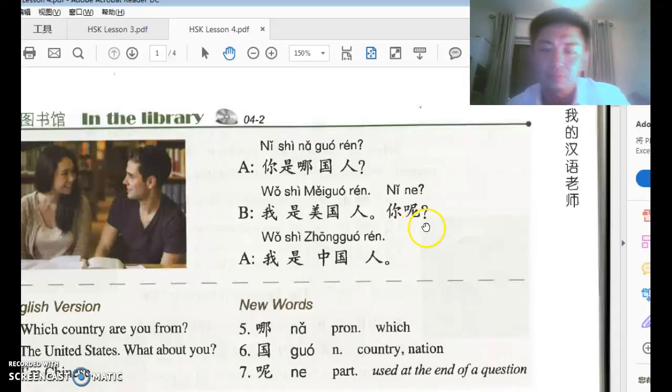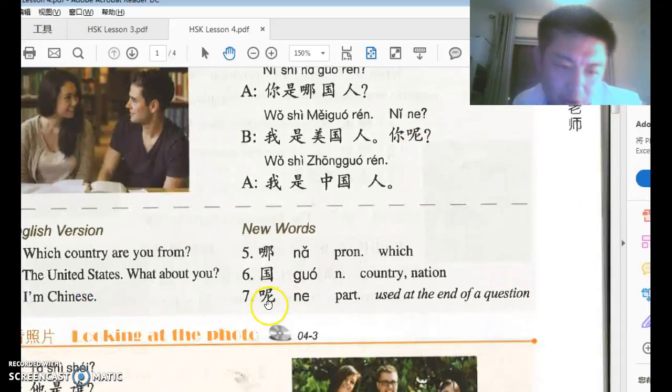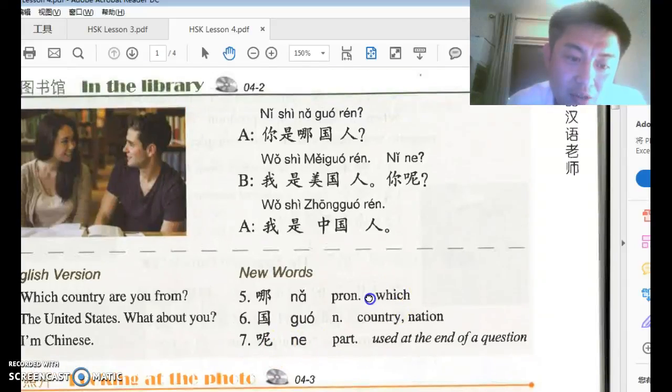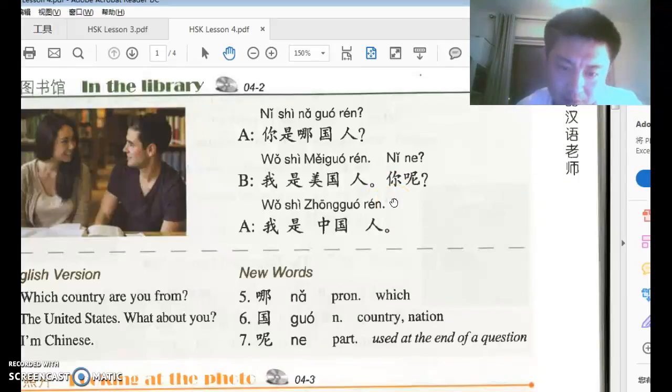你呢. Ne is another modal particle. Number 7. Not like ma. Ma changes the sentence to yes or no question. Ne is used after a person or an object to question the status of this thing. Right? This is too general. Use at the end of the question. Oh, yeah, whatever. We know that, but what does it mean? It means how about or what about. So here, 你呢? You, how about you? Can be translated as and you. And how about you? What about you?